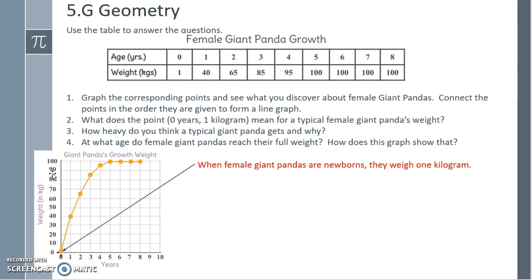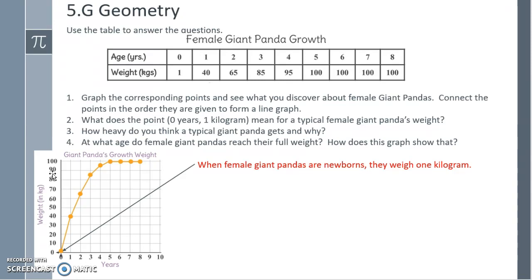What does the point 0 years, 1 kilogram mean for a typical female giant panda's weight? So I have the arrow pointing there. So when female giant pandas are newborns, they weigh 1 kilogram.